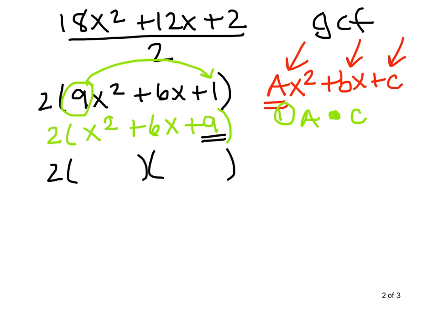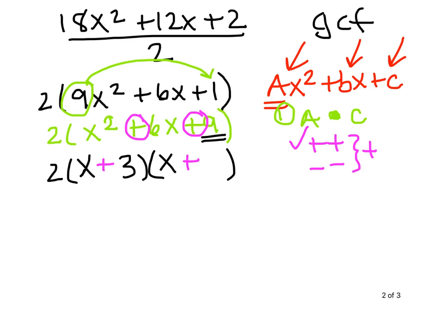And if you notice, the sign right before our c term is positive, so we know that our signs have to be the same. So they either have to be positive, positive, or negative, negative. Now our b term is also positive. That confirms that we're going to have positive, positive. Then we're going to find factors of 9 that add up to 6, so we have 3 and 3. So we can go ahead and put in our x's, and we're going to do 3 and 3.